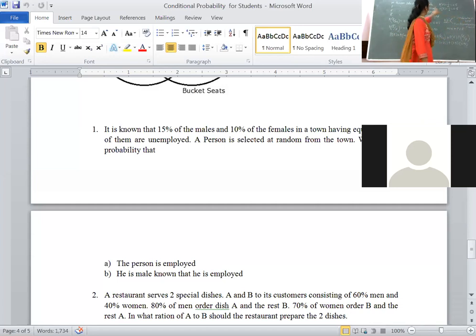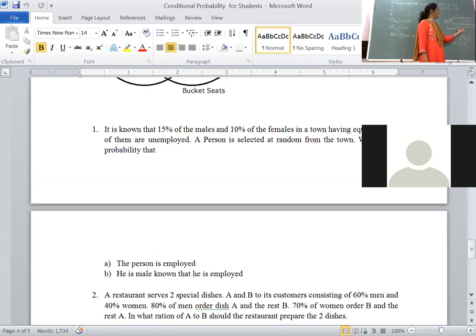Person is a male, we have represented it as M. Employment, we have represented the event as E. That's why here we will get M intersection E. Next, the other option is person is a female and she is employed. Female is represented by the event alphabet F and employment is represented as E. F intersection E. That means again simultaneous happening of both the events.